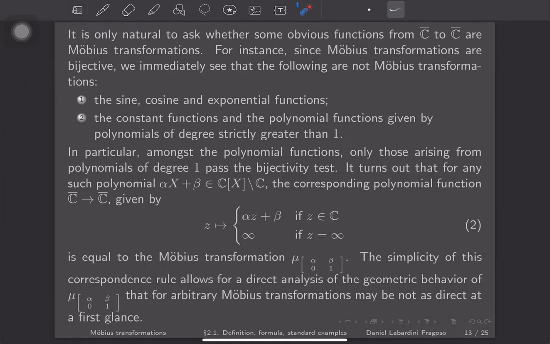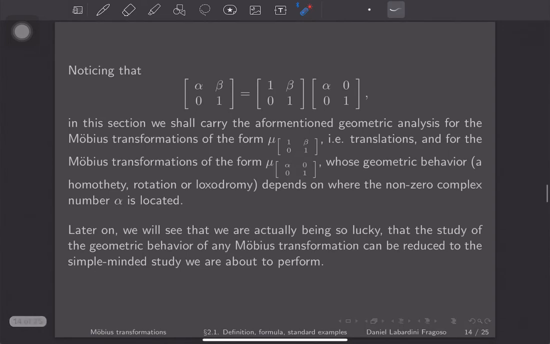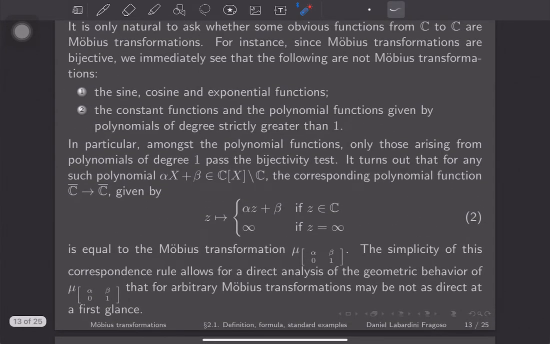But among the polynomial functions, only the ones that have degree one have the chance of being Möbius transformations. Right? So this is going to give us our first standard examples. A polynomial of degree one. So let's say alpha z plus beta, with alpha different from zero.